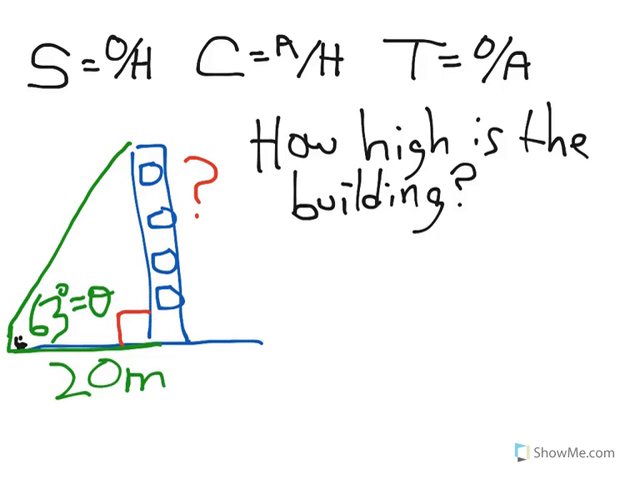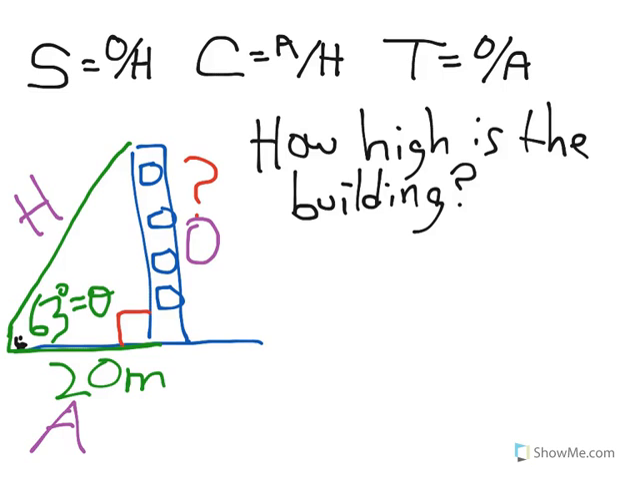Now, identify your O's, H's, and A's. Where's the hypotenuse? I'm going to show it to you. Better pause the video, though, and decide for yourself. There's our hypotenuse. Which one's the opposite side? Well, what's opposite 63 degrees? There's our opposite side. And which one's our adjacent side? Our adjacent side is down here. That's that 20-meter side. So really what we're looking for, the question mark, is on the opposite side. We're trying to figure out how tall is the building, or what is the opposite side.